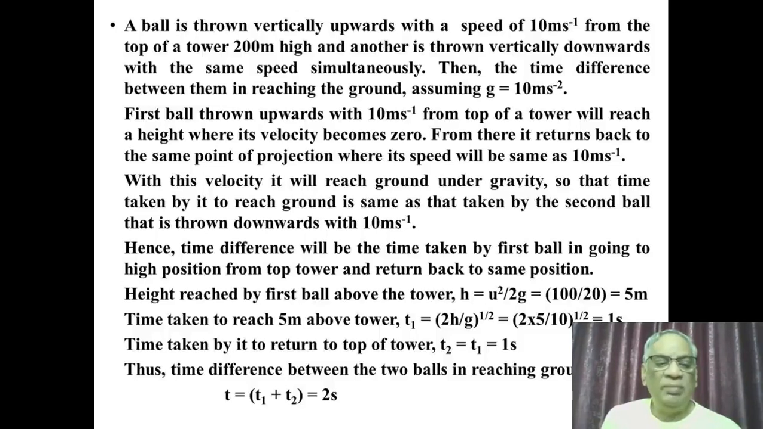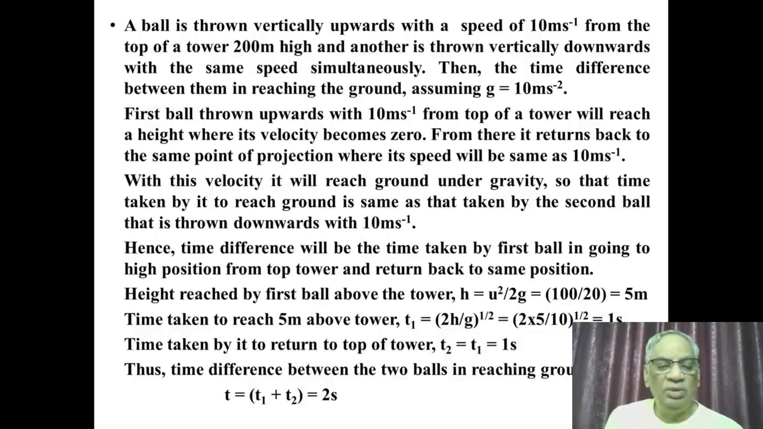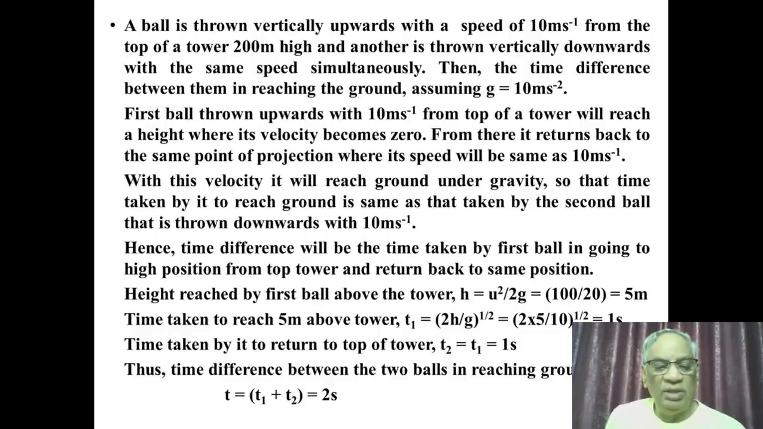The time taken to return to the top of the tower is also the same, because the time of ascent and time of descent are the same. So t2 is equal to t1 is equal to 1 second. Thus, the time difference between the two balls in reaching the ground is equal to the sum of the time of ascent and time of descent, which becomes 2 seconds. That's how the time difference becomes t is equal to t1 plus t2, that is 1 plus 1, 2 seconds.